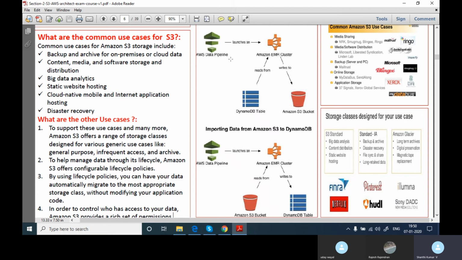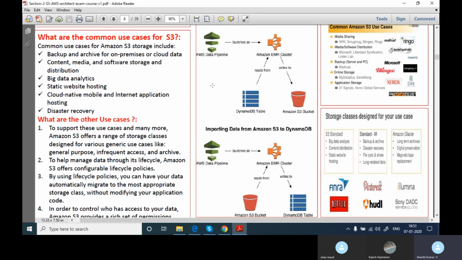So now let us see these diagrams. AWS Data Pipeline is one of the data storage data activities pipeline services. It launches the data into an EMR cluster. Then from there, it is connected to DynamoDB, then S3 also. S3 bucket might be having a snapshot. From the snapshot, the EMR cluster is going to pull for the DynamoDB table.